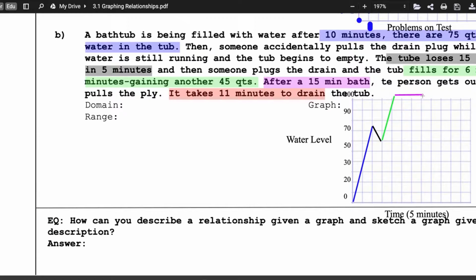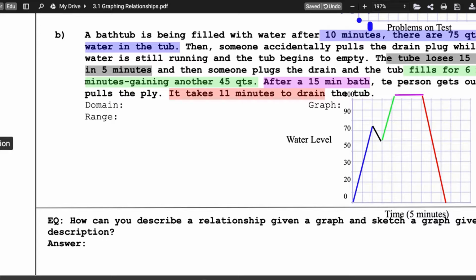So it takes 11 minutes to drain. So I'm going to go 1, 2 over, a little bit more. That makes 11, and drop it down all the way to 0. That represents the tub emptying out. So now this represents the water level in the tub. I can see that it's increasing and then decreasing and then increasing again. It doesn't fill and then the tub is empty.